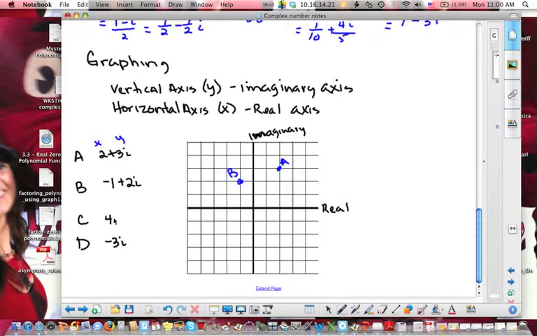This doesn't have any imaginary, so I would just go over 4. And then this last one, I have no real, so I don't go over any, I just go down 3. And that is your lesson on complex numbers.